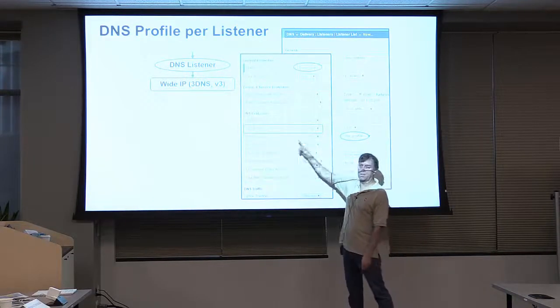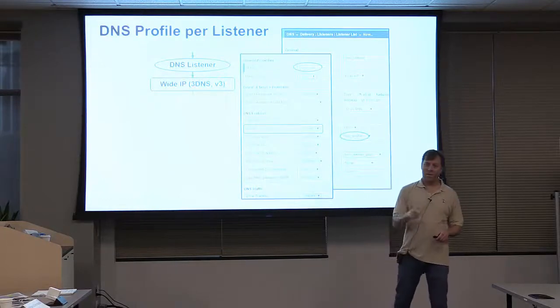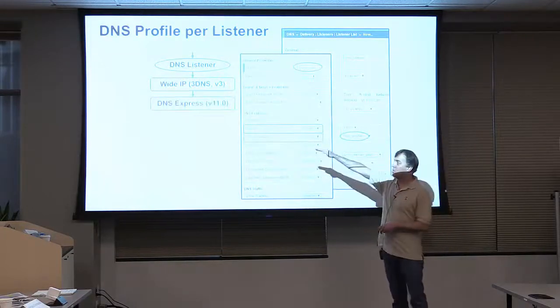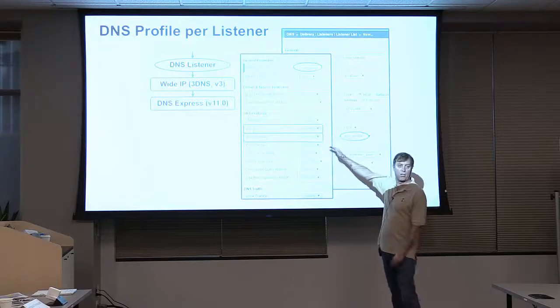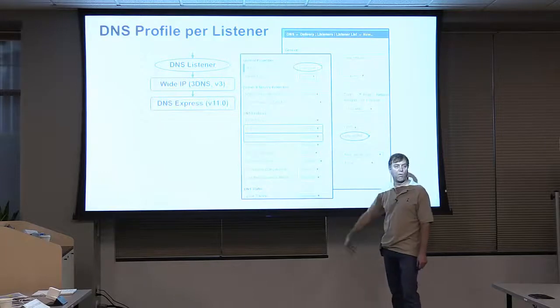Global server load balancing. It's enabled, right? It's on by default. Next, are we going to do DNS Express? Yes, enabled by default, right? So the order of precedence is followed actually in the profile.